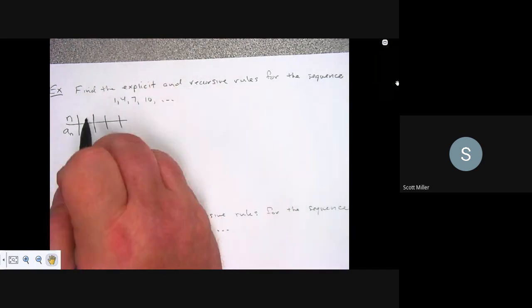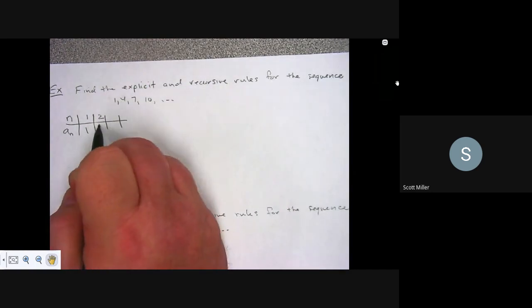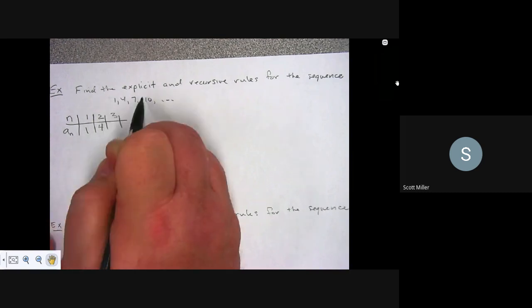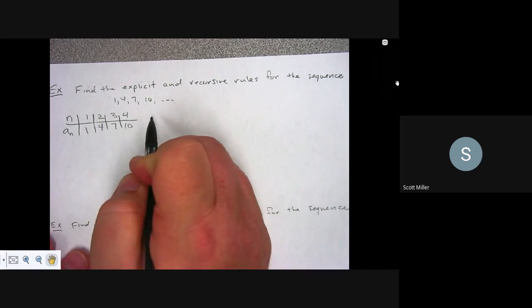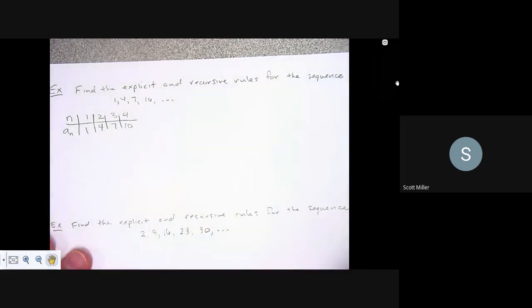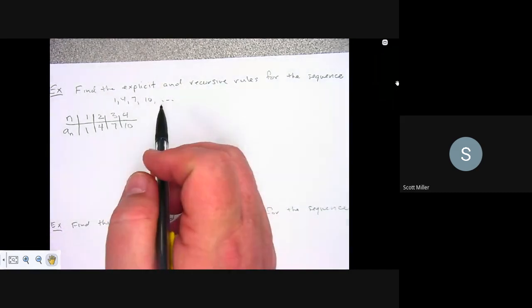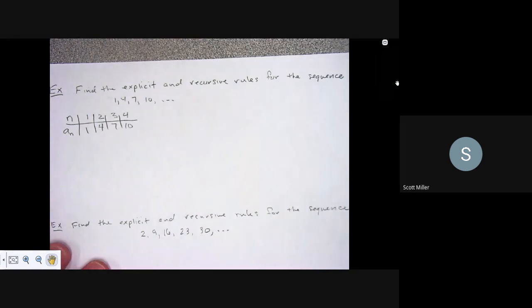The first number in the sequence is 1. The second number in the sequence is 4. The third number is 7. The fourth number is 10. And so our goal here is to figure out how I can find the 5th, the 6th, the 7th, the 100th term in the sequence. Okay? And so the next thing that we do is we look for some kind of pattern associated with this.